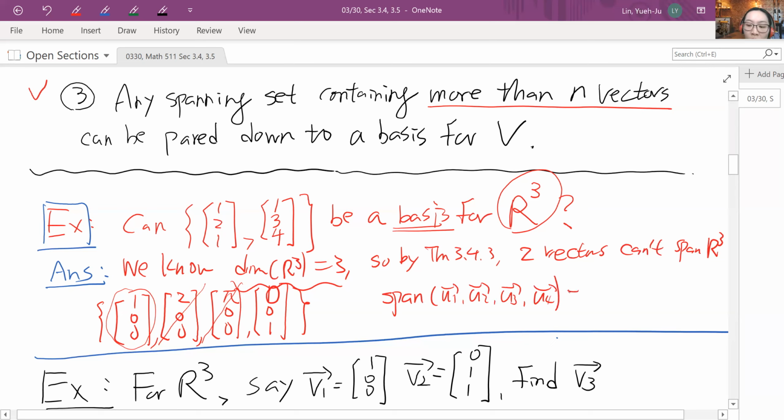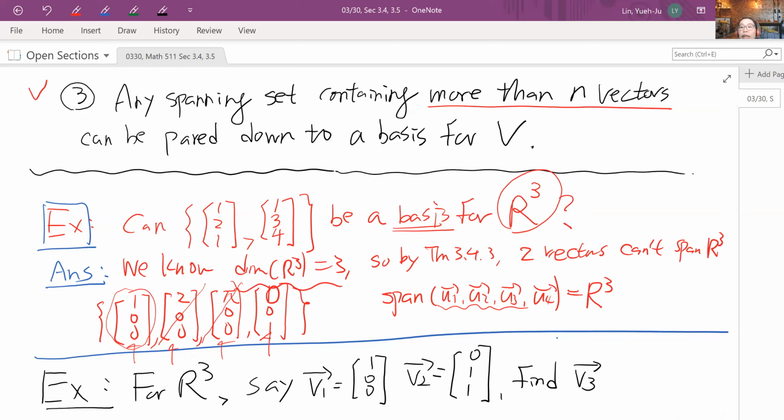But if you already told me that these 4 can span the whole R3, then that means at least we hit one of the criteria for being a basis, right? We know these 4 will form a spanning set for R3. Then it's not going to be the case I just showed you. Then it's not as bad, right? So if you have 4 vectors that span the whole R3, it's still too much because we know we need exactly 3.